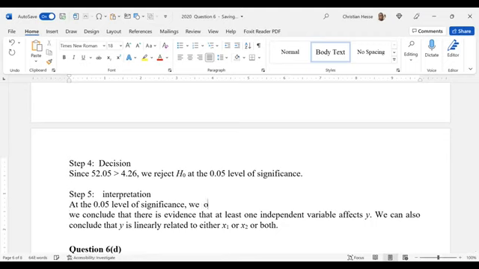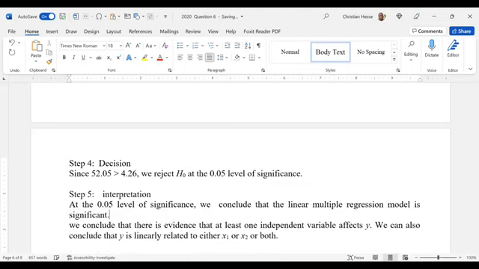We conclude that the linear multiple regression model is significant. Please, do you get it? Yes, sir.